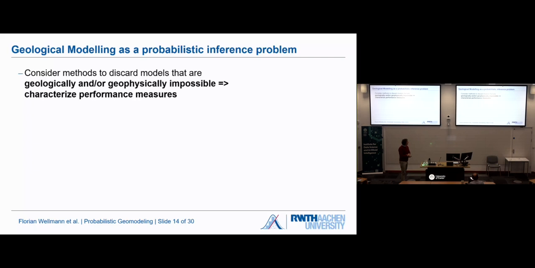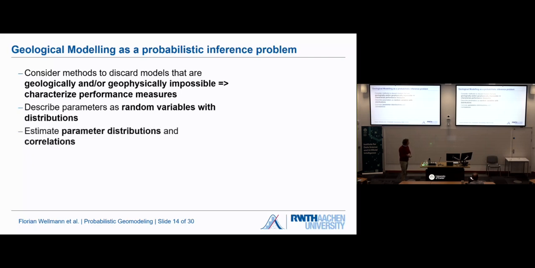And we need to have ways to discard models that are geologically or geophysically impossible, which in the end means we describe models with random variables and distributions, and we need to estimate parameter distributions and correlations. Putting this all together, we want to quantify uncertainty as well.